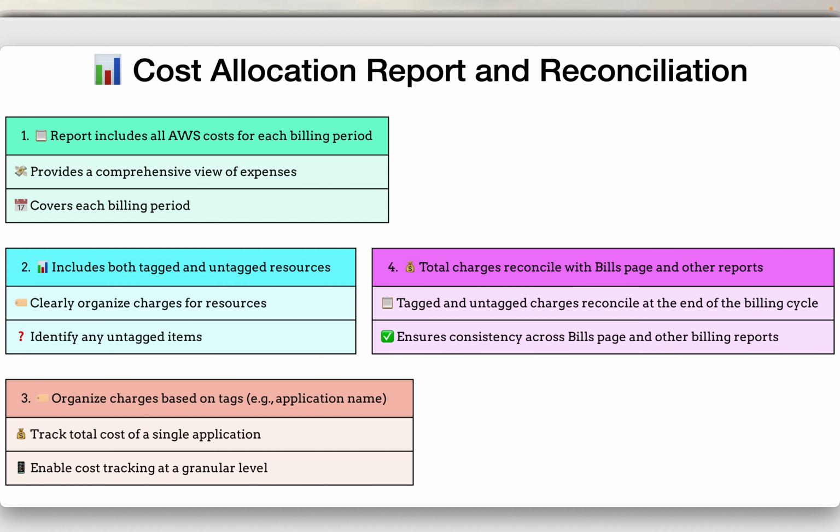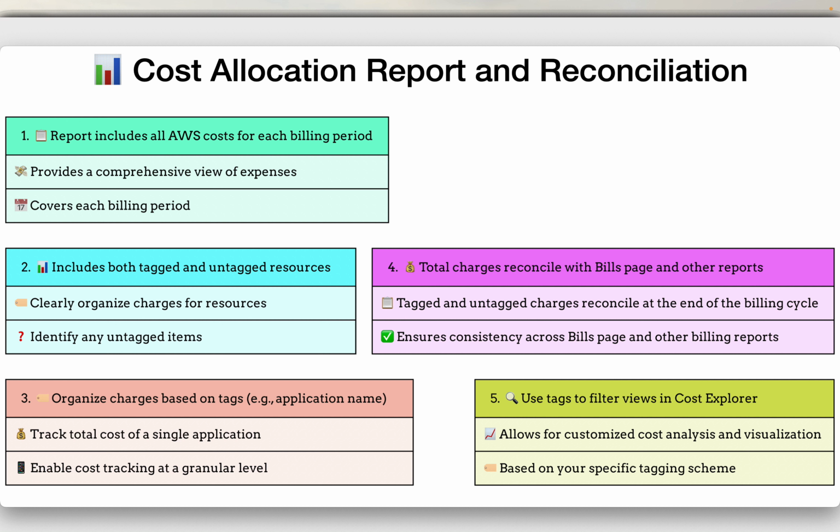So at the end of the billing cycle, the total charges, tagged and untagged, on the billing report with cost allocation tags reconcile with the total charges on your bills page and other billing reports for the same period. You can also use tags to filter views in Cost Explorer, which allows for customized cost analysis and visualization based on your specific tagging scheme.